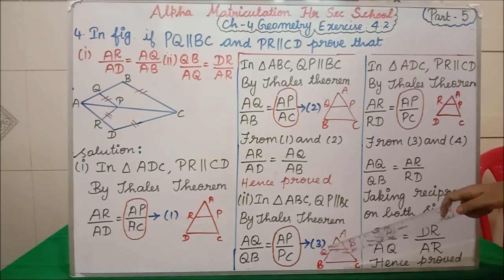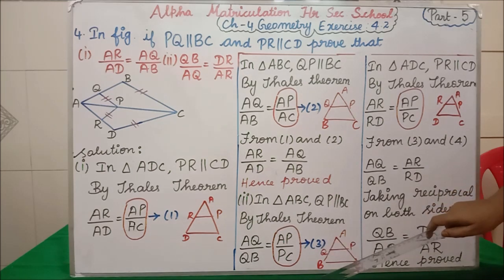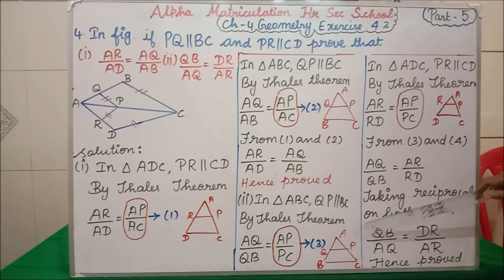AQ divided by QB is equal to, this is how can we write? AP divided by PC. Clear, all of you? First, AQ divided by QB is equal to AP divided by PC. Clear? Now mark this as equation 3.